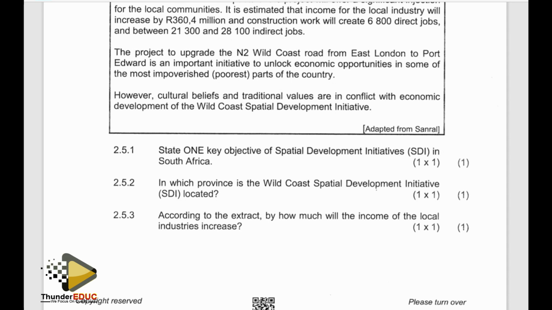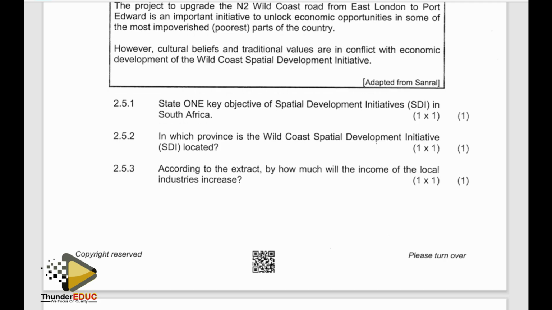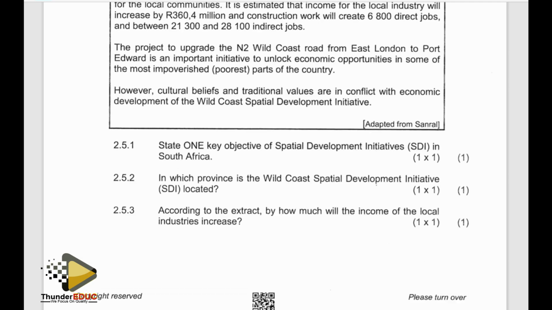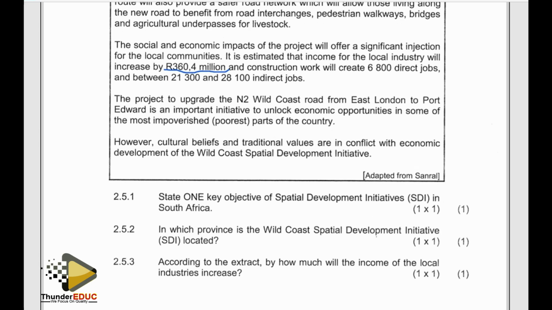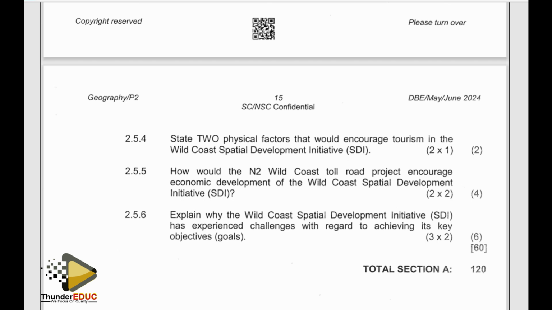SDI. Then according to the extract, by how much will the income of the local industries increase? It is indicated here. It's an extraction question. Local industry will increase by 360.4 million. Right. That is the contribution indicated. We move on to the next question.